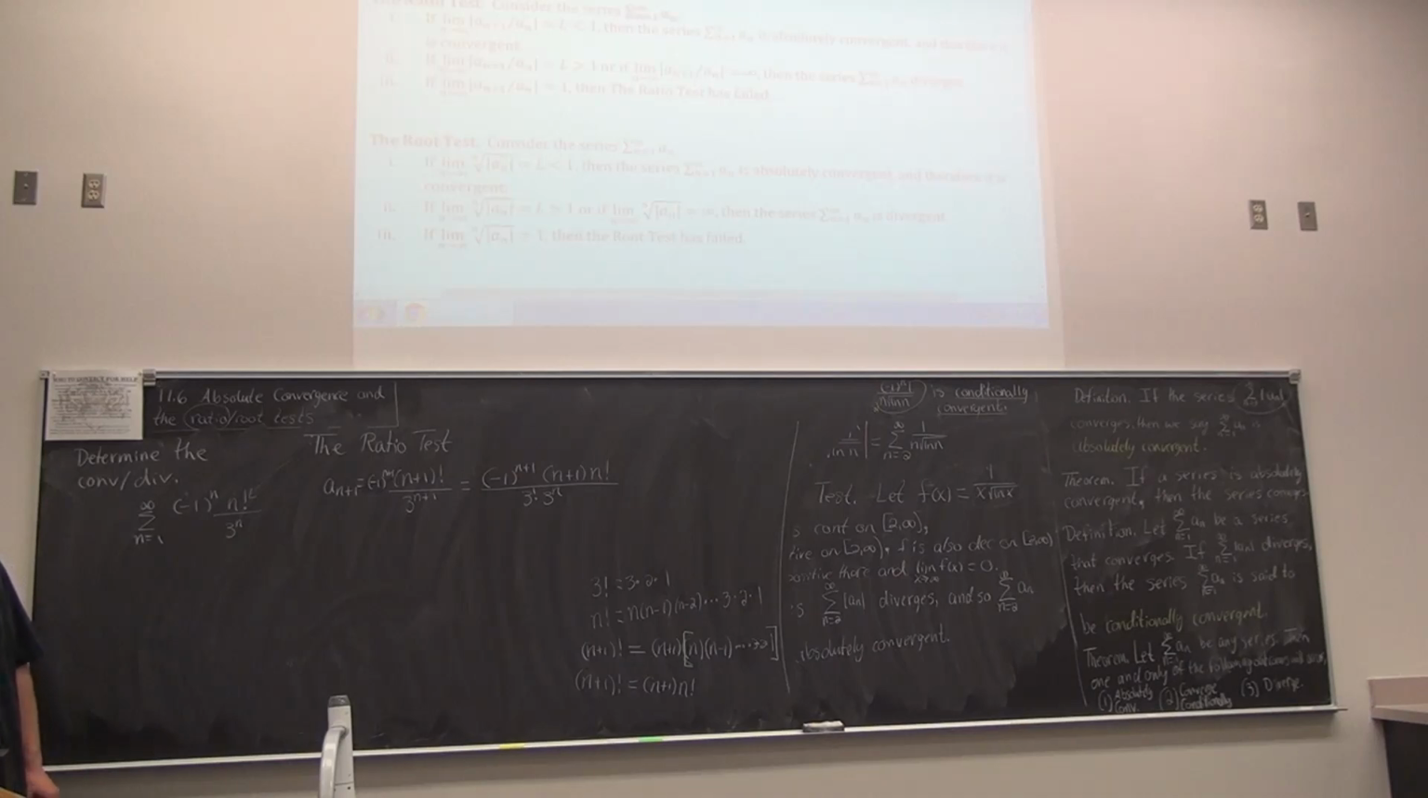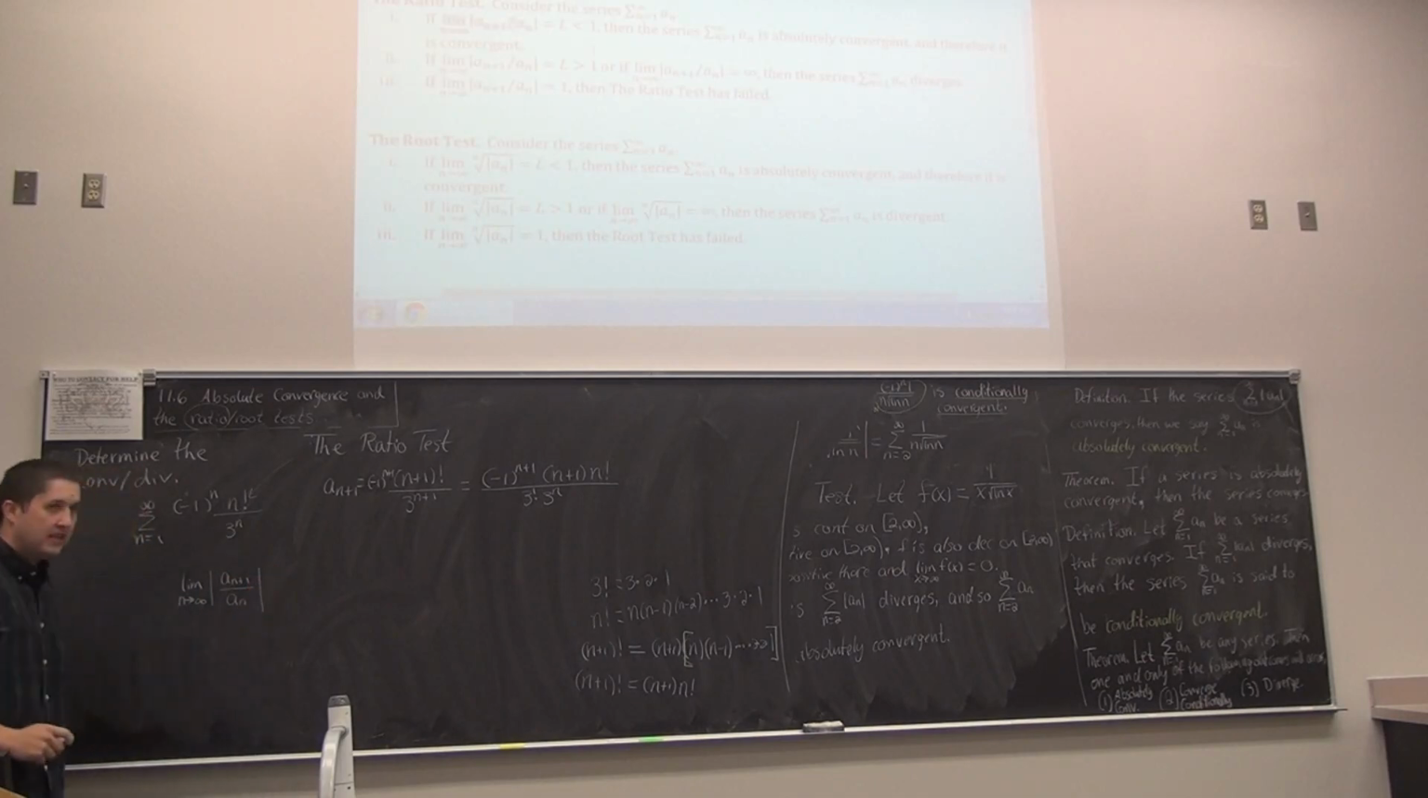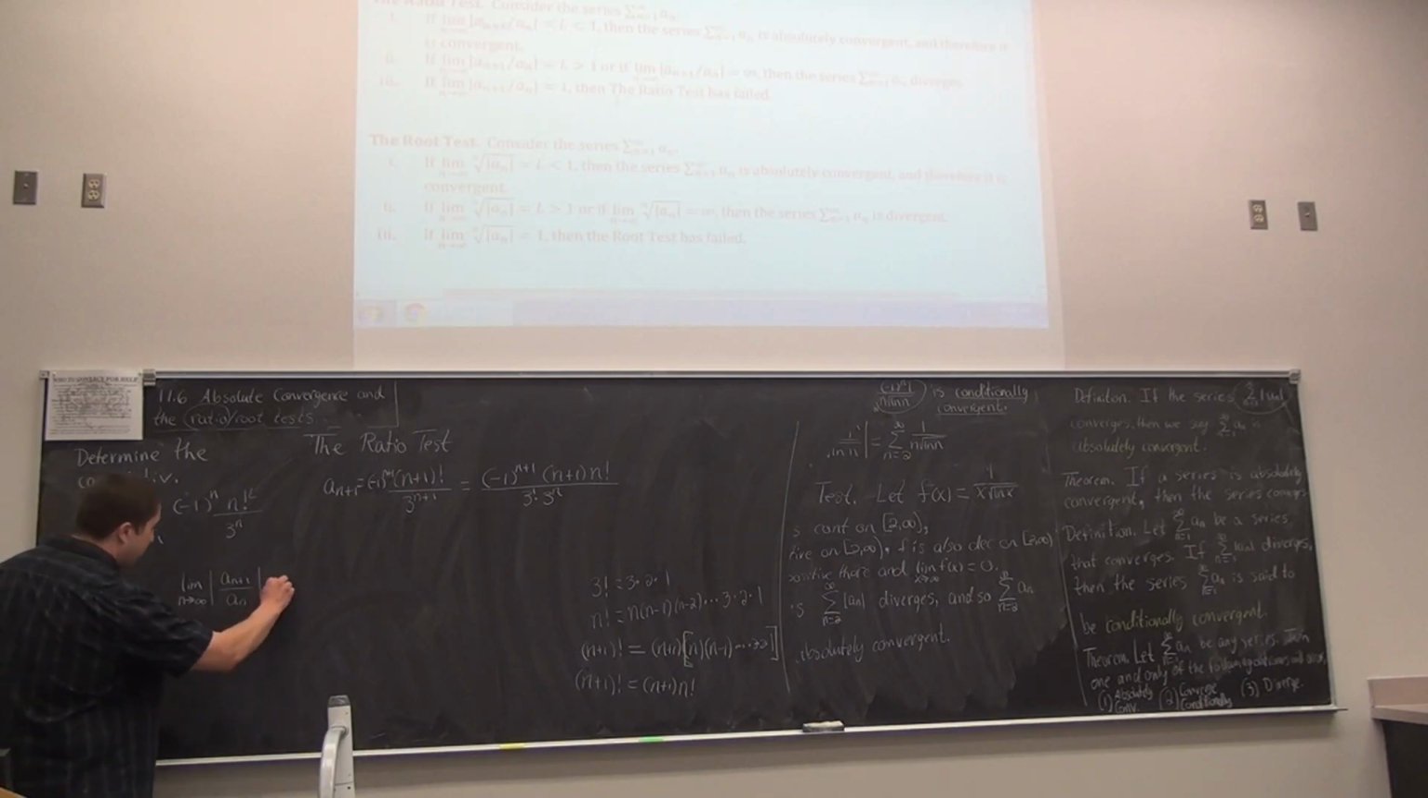So now we're going to take a look at this limit right here. The limit, as n goes to infinity, of a sub n plus 1 divided by a sub n. And that order is important, or else we'd have to change the order of the conclusions here. So make sure a sub n plus 1 is always in the numerator in that limit.